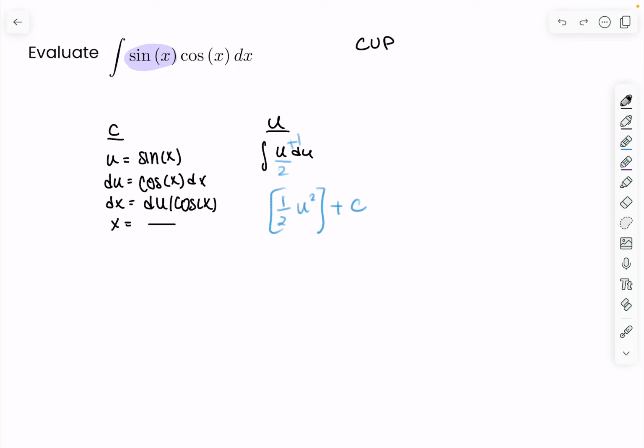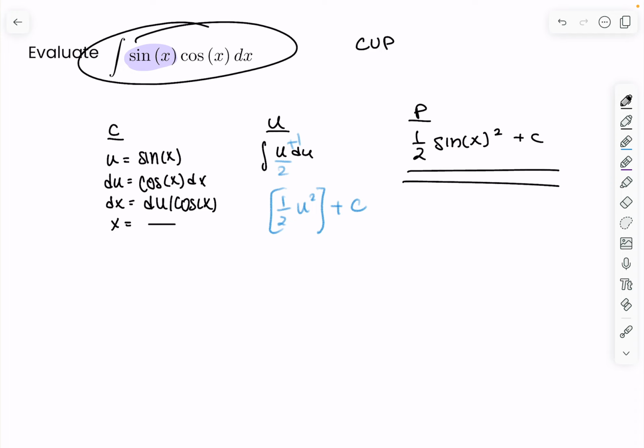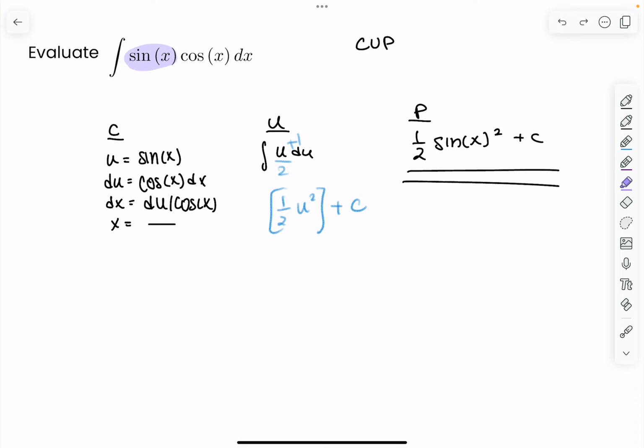And so this is your answer, but in terms of u, you want it back in terms of x, so you plug u back in, so this u. So that's going to be 1/2 sine of x squared plus c, and that is your answer for this integral problem after you plug u back in.